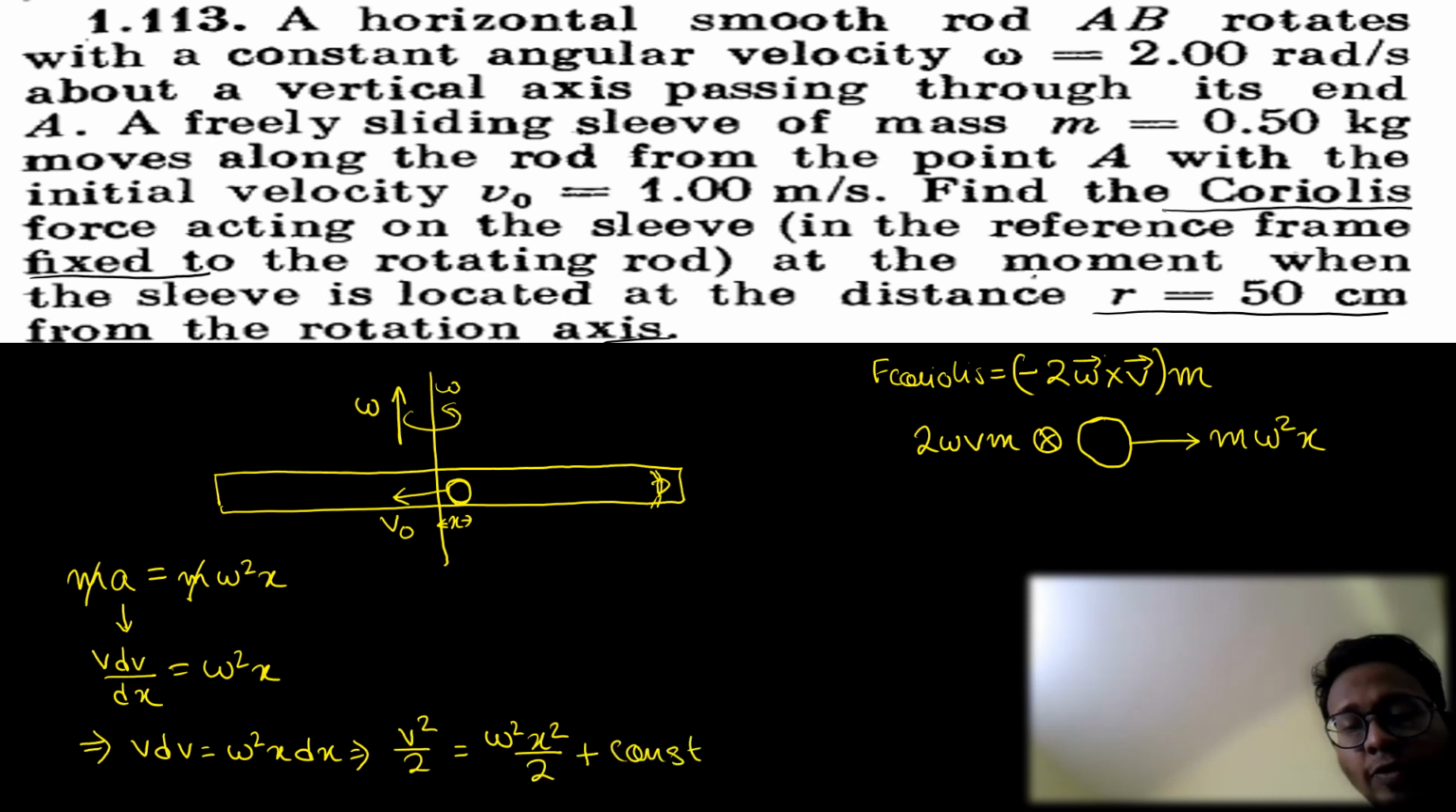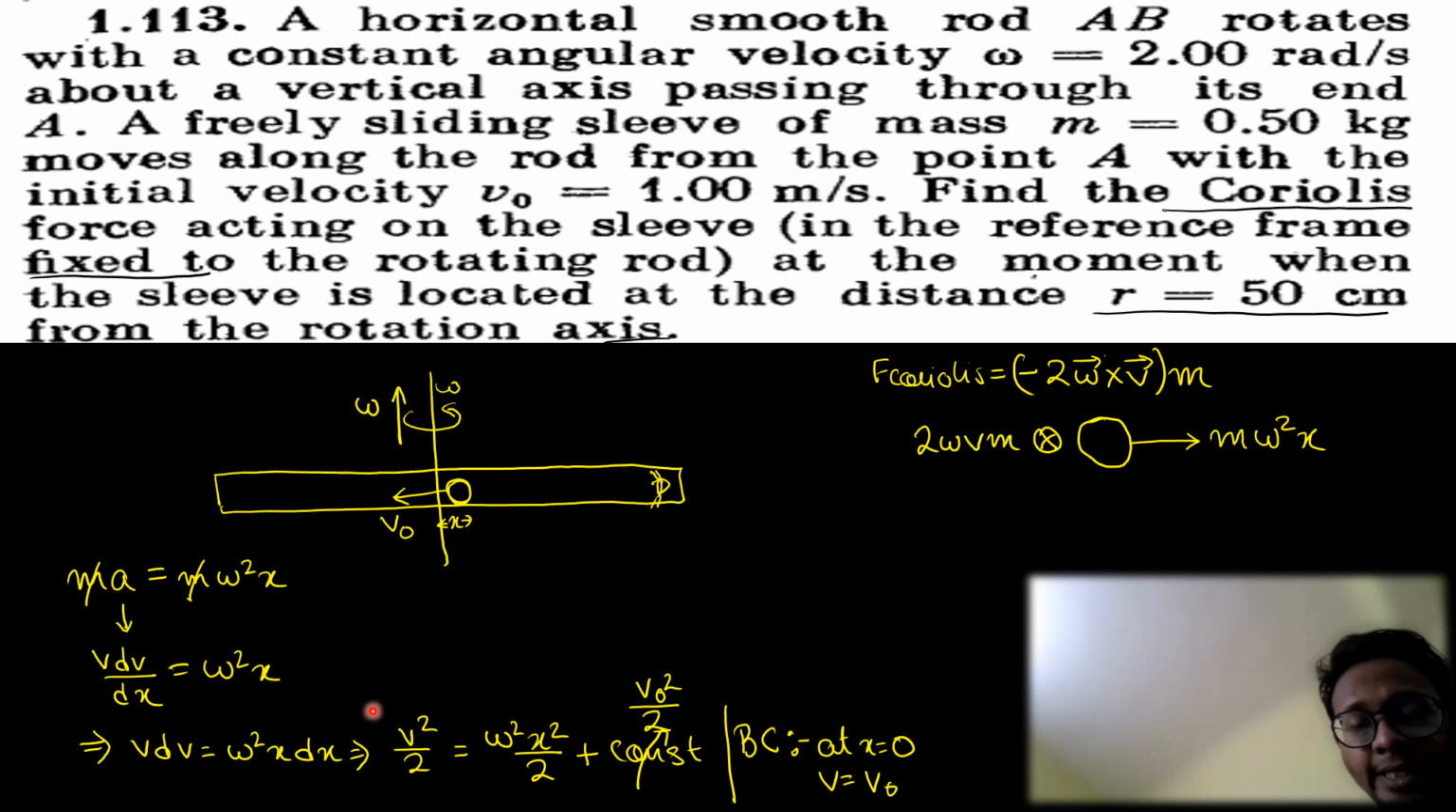Now in order to find out the value of the constant, we must apply the boundary condition. What is the boundary condition? At x is equal to 0, that means when the ball was initially at the axis, the initial velocity was v naught. So at x is equal to 0, v is equal to v naught. If we put these in the equation, we get the value of the constant is equal to v naught square by 2.